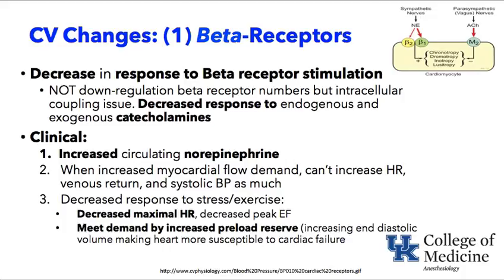They can't increase the heart rate as much. Venous return doesn't go up as much because the veins are stiff and don't contract as much to push more blood back to the heart. And systolic blood pressure at rest is often high.